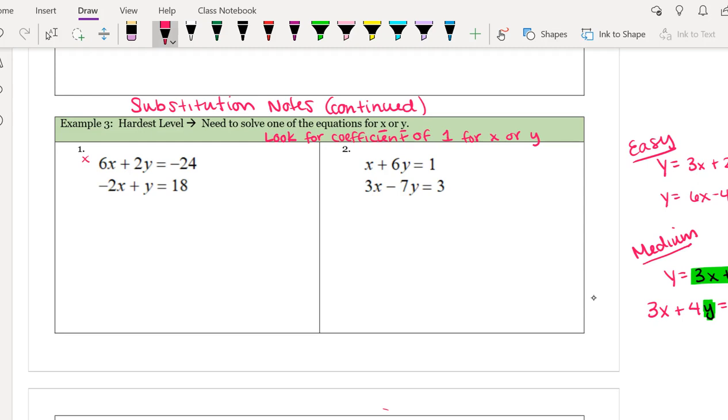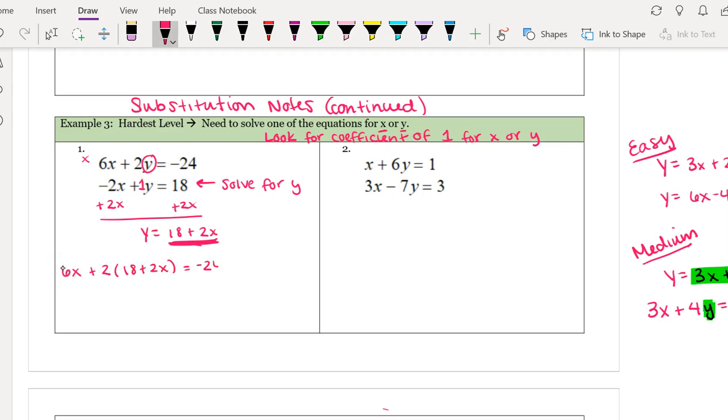So I don't have it here, but I do have a coefficient of 1 in front of that y. So I am going to solve this equation for y. Get y by itself. So I can do that by adding 2x to both sides. And so I end up with y is equal to 18 plus 2x. And since now I know what y equals, it's 18 plus 2x, I can go ahead and replace the y in the first equation like I did before. So this becomes 6x plus 4 times 18 plus 2x equals negative 24.